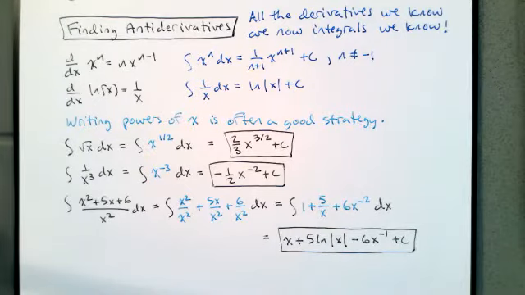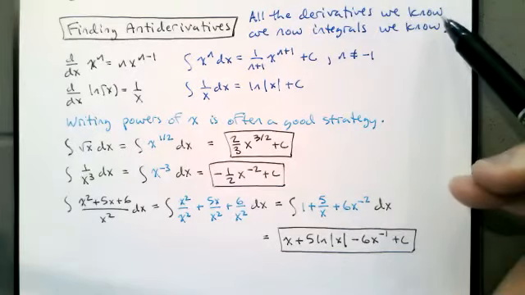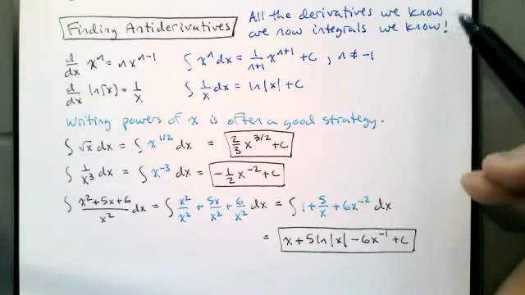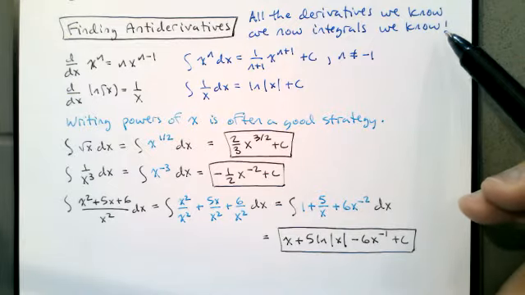It's Professor Leach again. Today we're going to talk about finding antiderivatives. The important thing to recognize when we're finding antiderivatives is that we actually already know all of these things. We just need to modify it a little bit. What I mean is that all the derivatives that we know are now integrals that we know. Everything we knew about derivatives has to become a thing that we know about integrals.